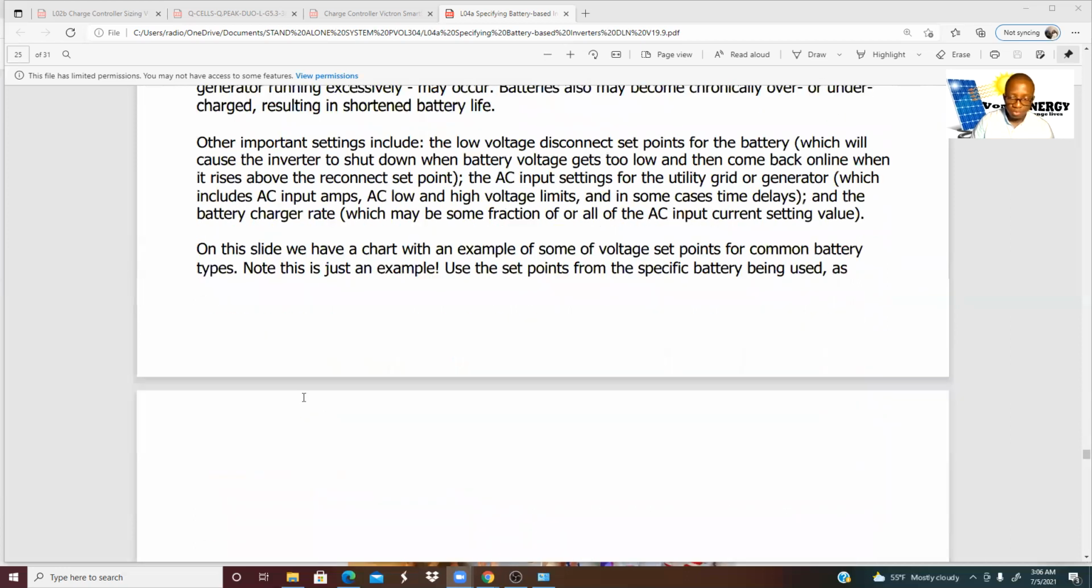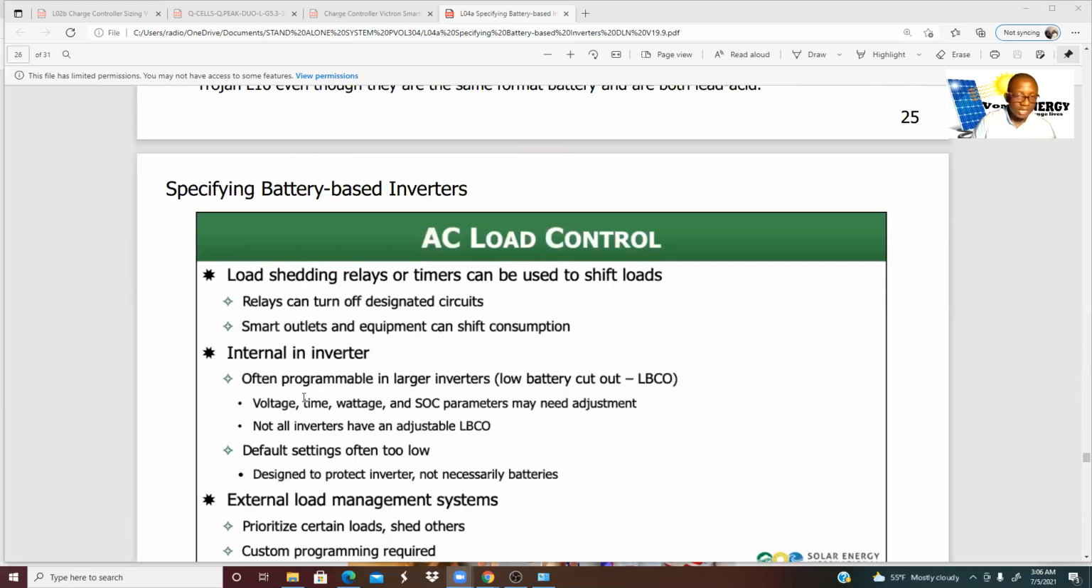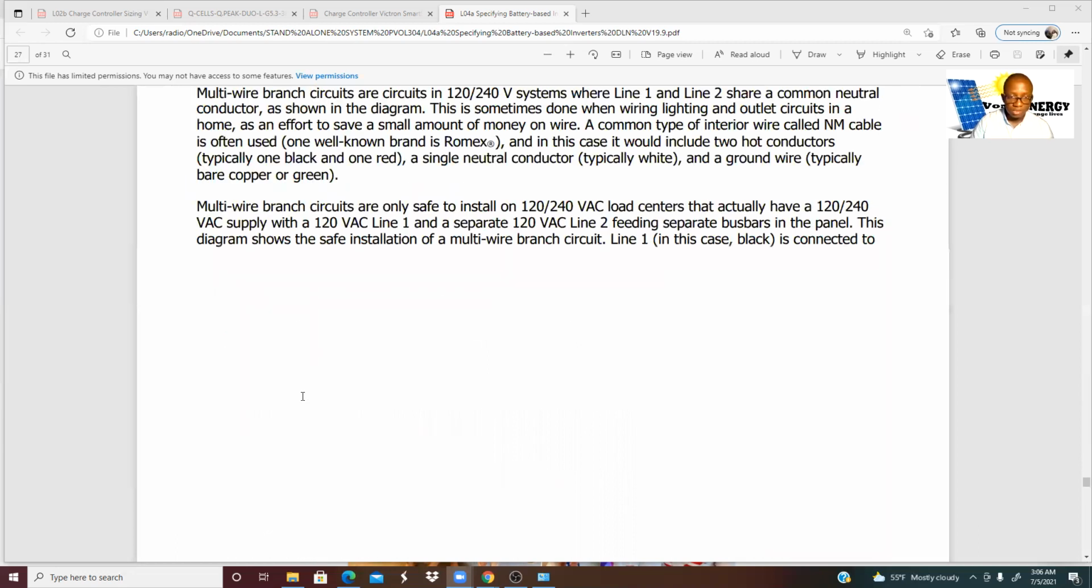You can read through that. You guys will have a copy of the material. The AC load control, load shedding relay, or timer can be used to shift load. I'm going to try to sum this up.